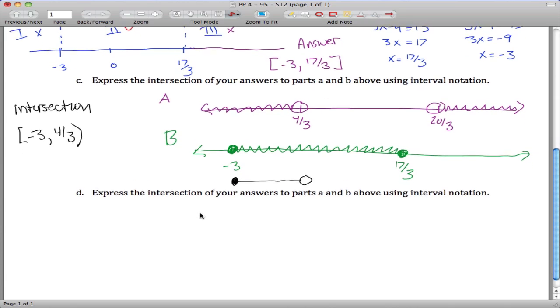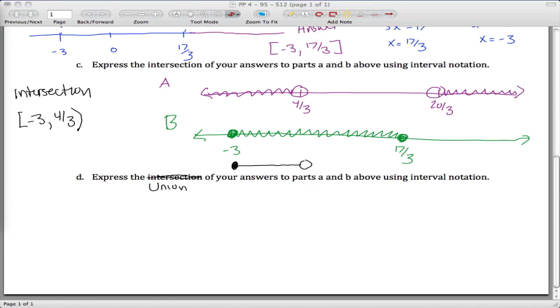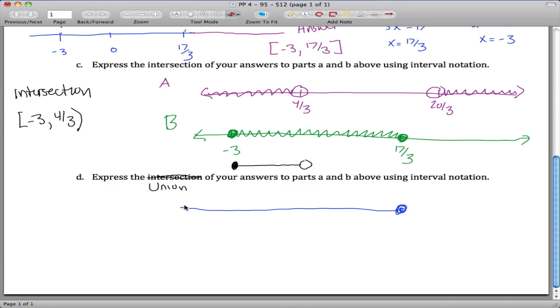I should change this. This should, and for you it will, say express the union of the answers to part A and part B. And I can do that. It's pretty similar to how we found the intersection, except now we don't need things that are in both sets. We need things that are in one set or another. So in that case, it looks like it's everything from 17 thirds to infinity. Right? 17 thirds to negative 3 is in this bottom set, and then everything further to the left is in the top set. And again, all of this stuff.